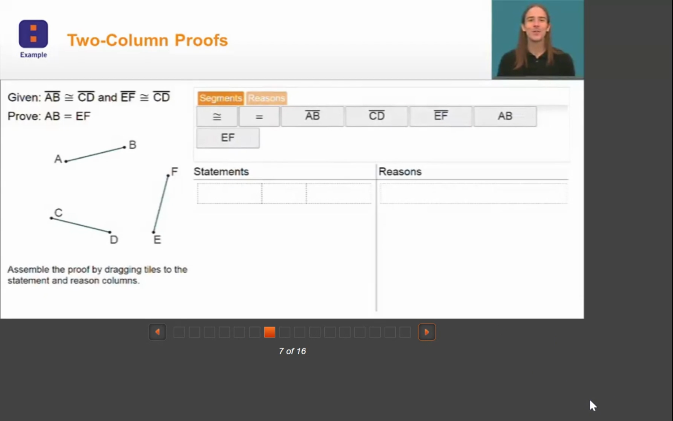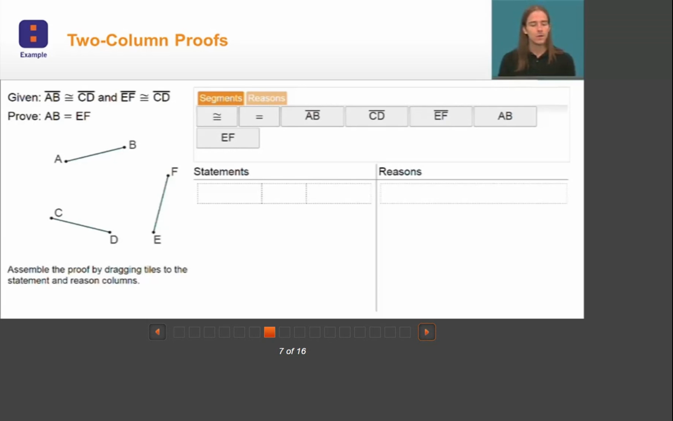I'd like to show you how to use our two-column proof tool. Here, we're going to prove a statement, and let me demonstrate how this works first. A two-column proof is a type of proof used very widely in geometry. It has two columns, and in the first column, we put statements that we are given or that we're deducing, and then in the other column, we put the reasons that we're able to make those deductions.